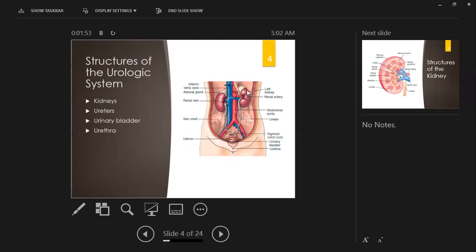Urine is produced in the renal capsule itself within the kidney and then comes down the ureter and is stored in the bladder. The opening of the bladder is called the urethra, and this is the opening through which we place the Foley catheter to drain the bladder.